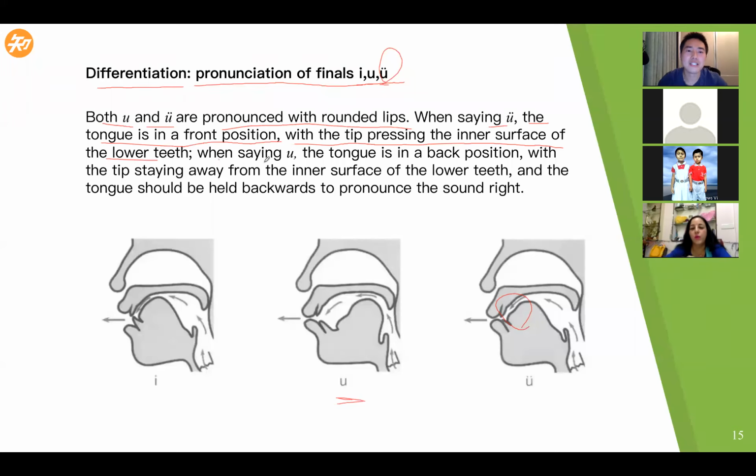Like this. But your tongue should not be curved. Should not be pointed. Your tongue should be pressing the lower teeth there. When saying wu, the tongue is in the back position. This one I don't need to teach you, because in English we have wu, right?